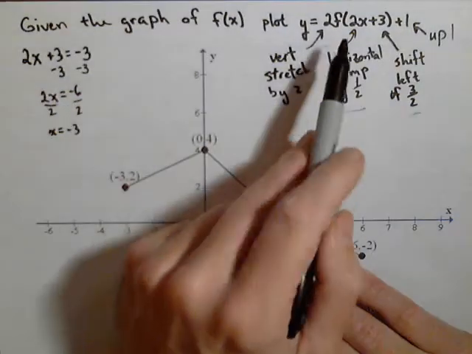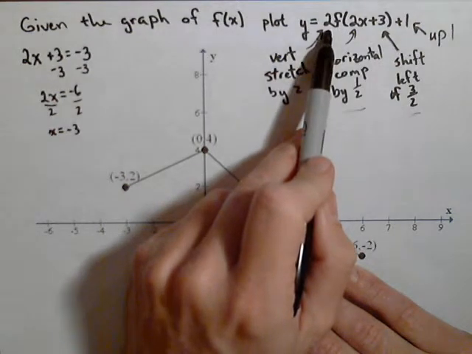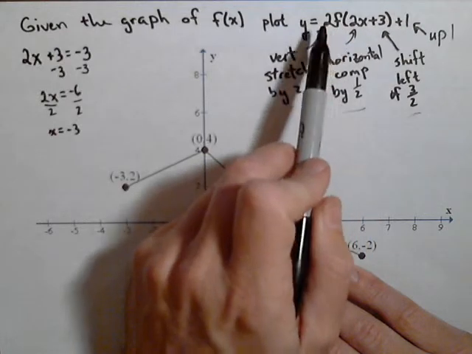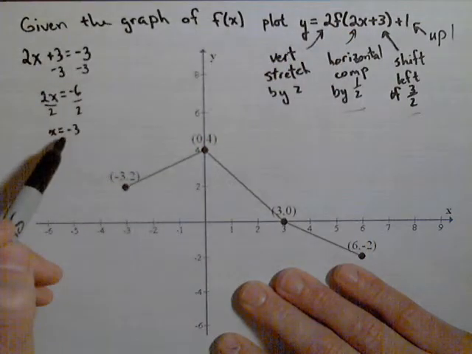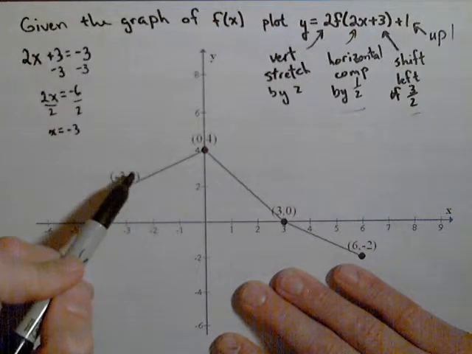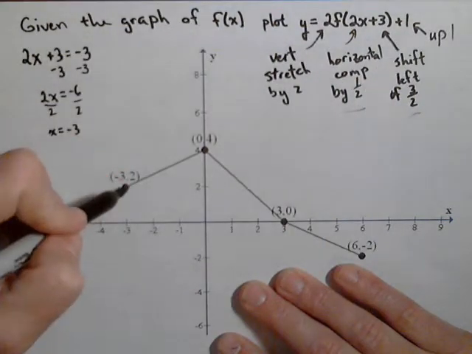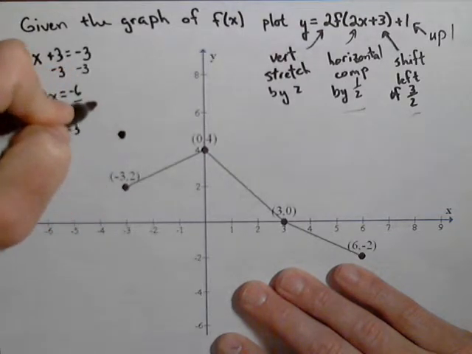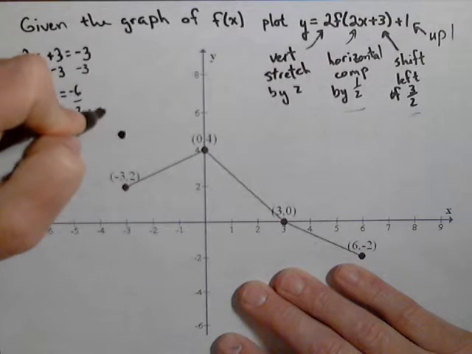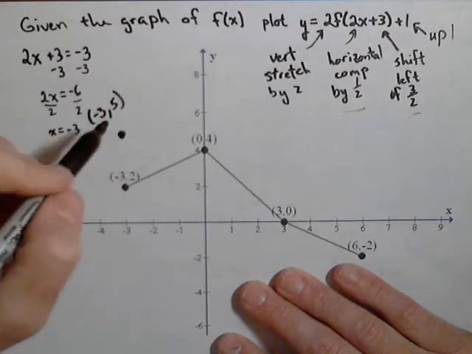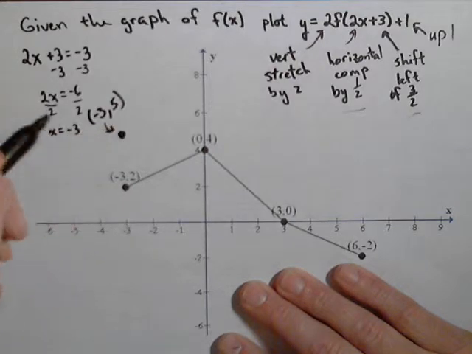Our y is a little more straightforward. A vertical stretch by 2 means we double it. Up by 1 means we add 1, and we go in order of operations. So we know the x value will be -3. We take the 2, multiply it by 2 is 4, add 1 is 5, so this point becomes -3, 5. So -3, 5. Maybe draw an arrow just to show that that's that point.